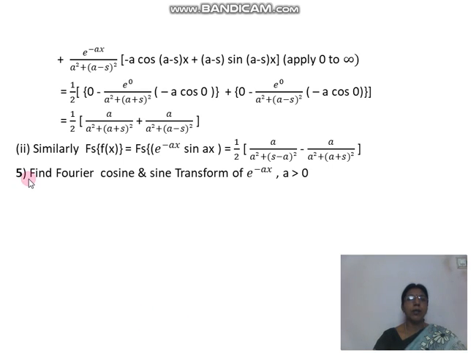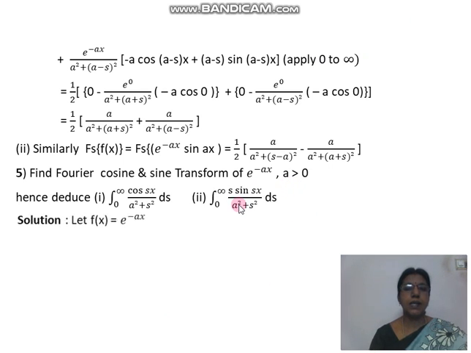See the next problem. Find the Fourier cosine and sine transform of e power minus ax for a greater than 0. Next, hence deduce the integral 0 to infinity cos sx by a square plus s square dx, and the second one, integral 0 to infinity s sin sx by a square plus s square dx.